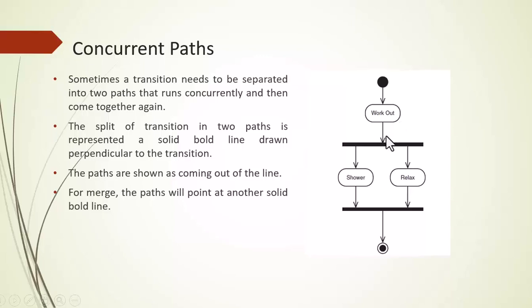So this is a transition and this is a perpendicular bold line. So this is activity, this is a start, then from start it is towards the activity, and then activity is toward two further more activities. And these two, this is a workout. So if someone work out, then he take a shower and for the relaxation. So these two execute in parallel. So if two activities are concurrent, we draw a bold line perpendicular to this arrow, and then both end up and finish.